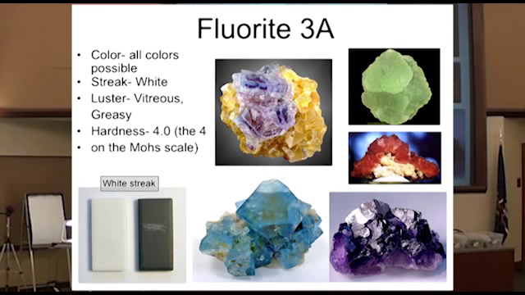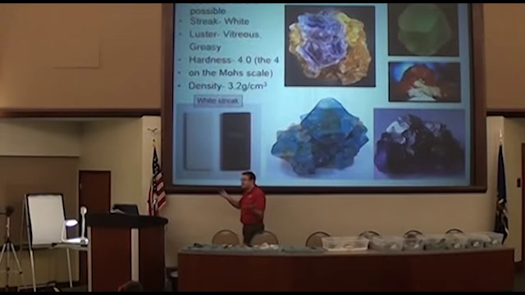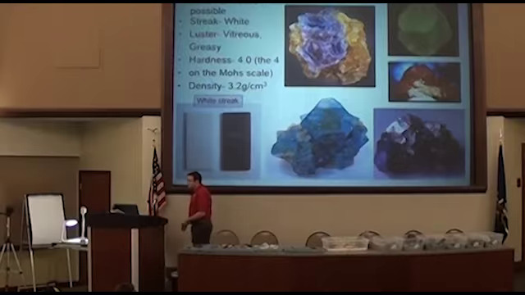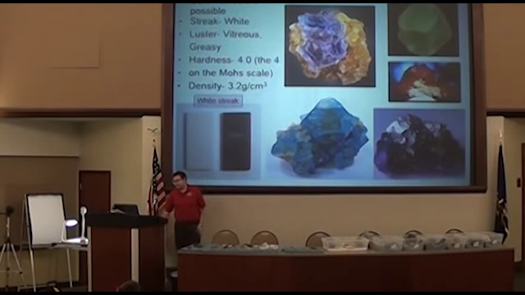Luster could be a number of things. Hardness is 4, so it's the 4 on the Mohs scale. Density 3.2, again, that's pretty close. Most of them have been around 3-ish unless they're something too interesting. But look at all these colors, right? Can be tons of colors.